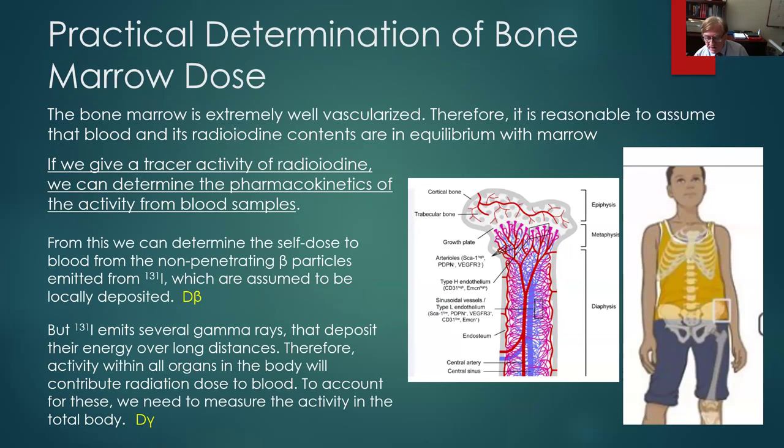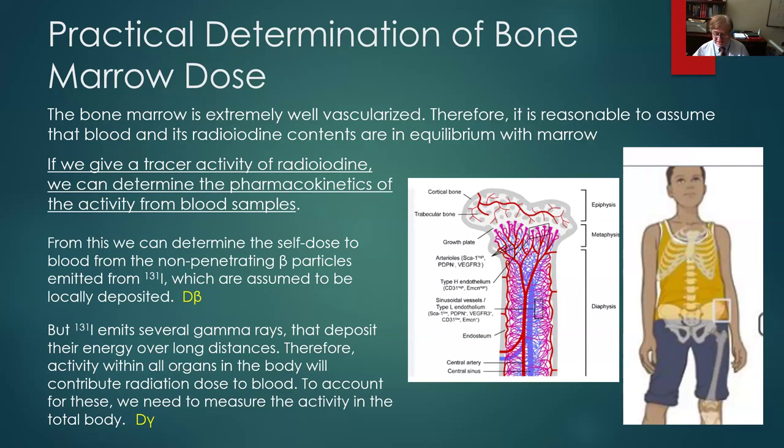Bone marrow is distributed in a complex configuration throughout the body. It's inside of the skeletal bones. But the bone marrow is very, very well vascularized, as shown in this schematic diagram here. Also, the capillary vasculature in the marrow is fenestrated, and that means it's extremely leaky. This led Benua to believe that it's reasonable to assume that radioiodine contents in blood and marrow are in equilibrium, and therefore measuring dose to blood would be a good surrogate for dose to the marrow.